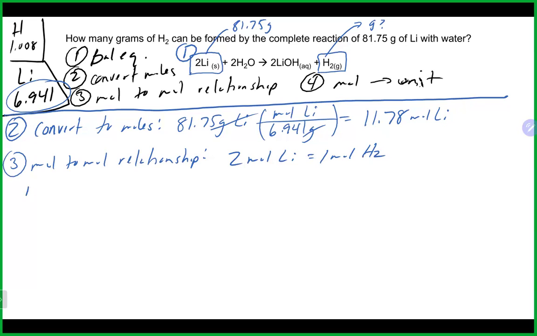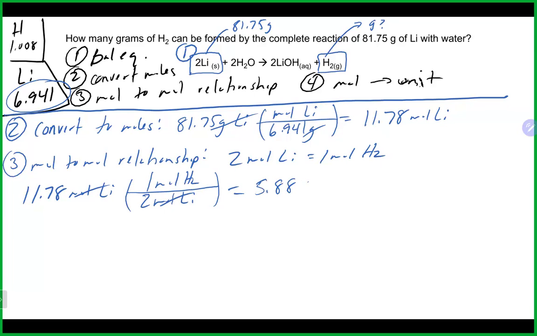And that means we could continue on with 11.78 moles of lithium. We're going to use this as a conversion factor. And again, opposites to cancel, which means the moles of lithium need to go on the bottom, the 1 mole of hydrogen up on top. And we will end up with here about 5.889 moles of hydrogen. So that takes us through here and here.